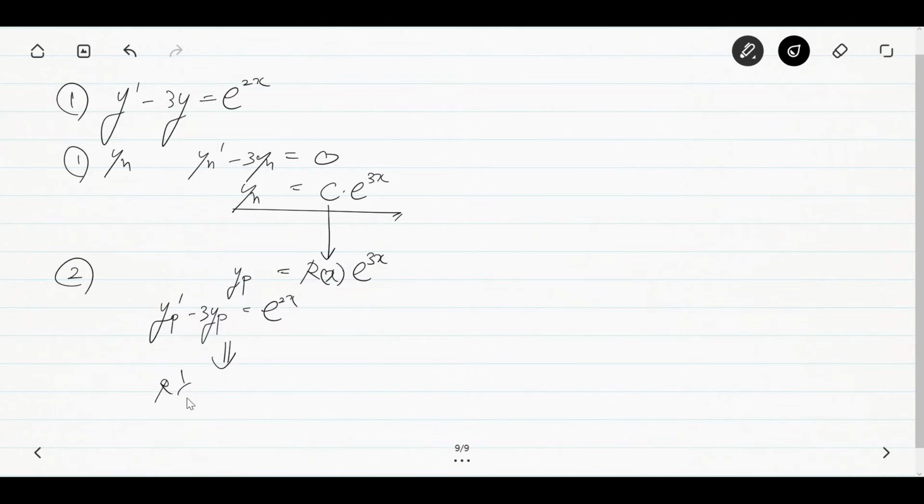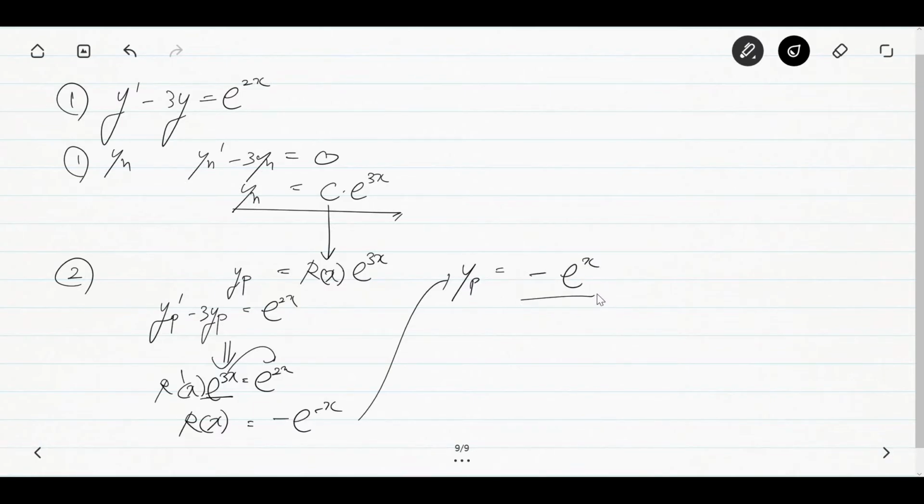Now, if you integrate both sides, after dividing both sides by this, we will get this. So we found the particular solution, which is minus e to the power of x. So the solution would be the sum of these two, which is this. So we found it.